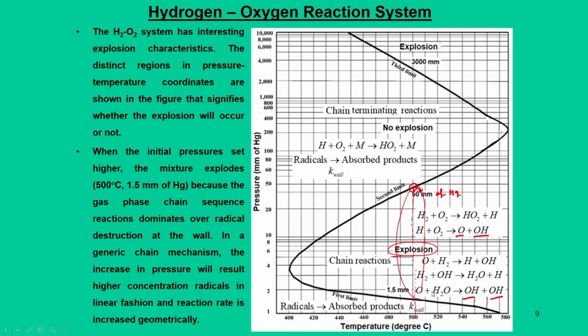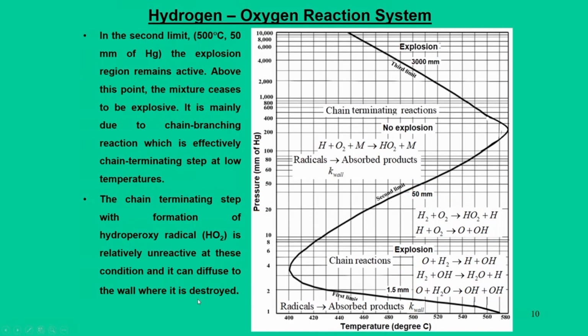That means the wall cannot absorb further. Because the wall cannot absorb further, it tries to explode. So, it means that when your storage medium is at 500 degree centigrade, any point from 1.5 mm to 50 mm of Hg, there will be an explosion. That means we cannot store H2 and O2 simultaneously in a spherical vessel. And here, in a generic chain mechanism, the increase in the pressure will result in a higher concentration of radicals in a linear fashion, and the reaction rate is increased geometrically.